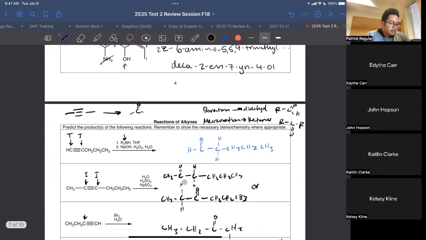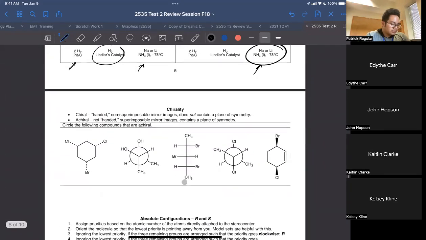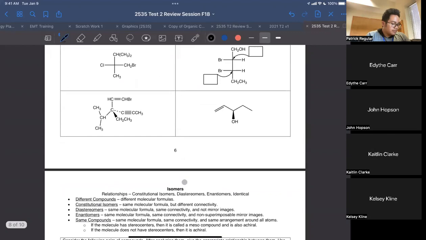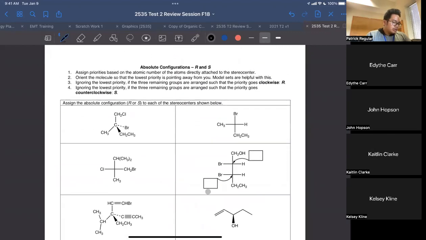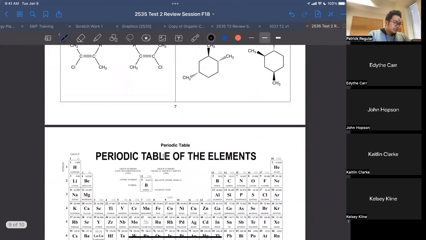We already did reactions of alkynes. All right. And now we're going to get into stereochemistry. So we did the nomenclature. We're about to get into this, and that's pretty much it.